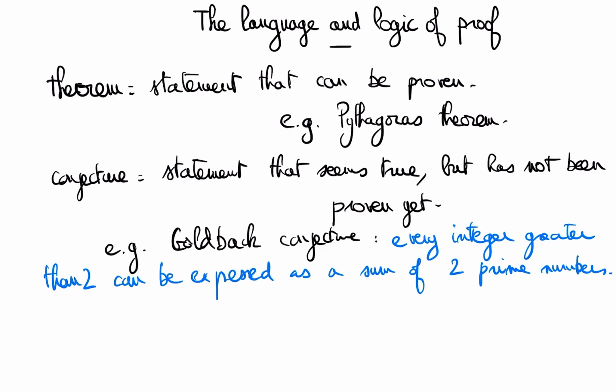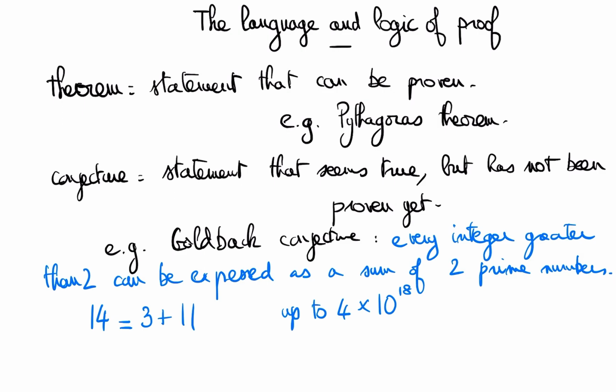Now, well, that seems true. For example, we take, I don't know, 14, that's equal to, what, 3 and 11. Yes, 2 prime numbers. And this has been proven for numbers up to 4 times 10 to the power of 18, a fairly big number. But it hasn't been proven for numbers greater than that. And so, that seems true, but hasn't been proven formally.